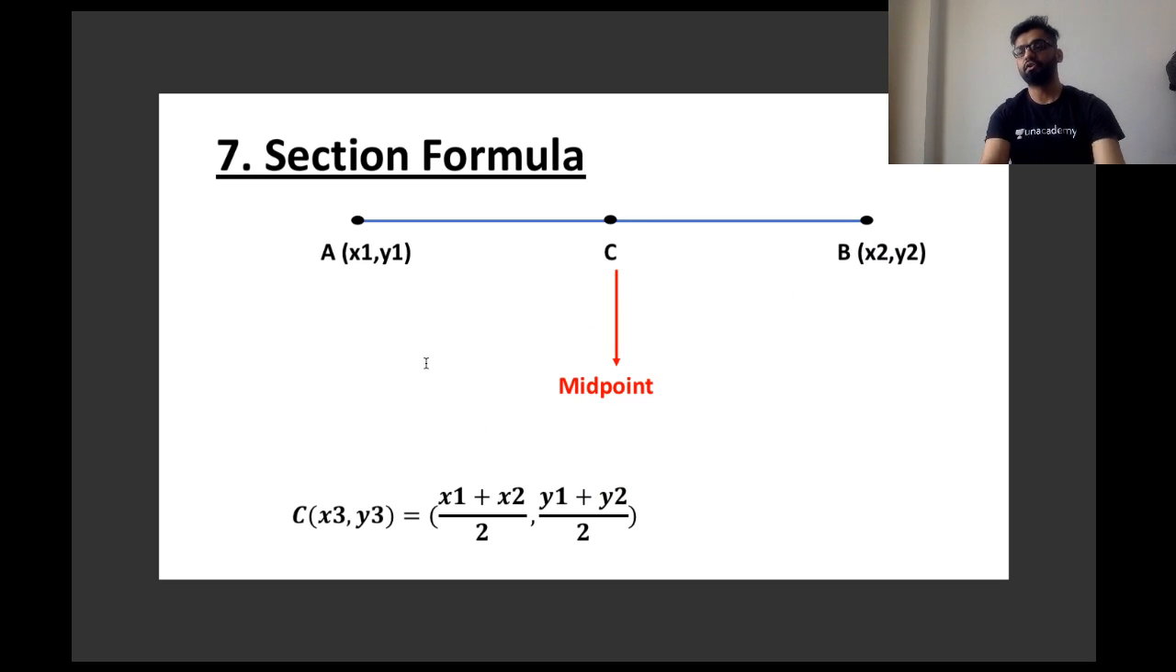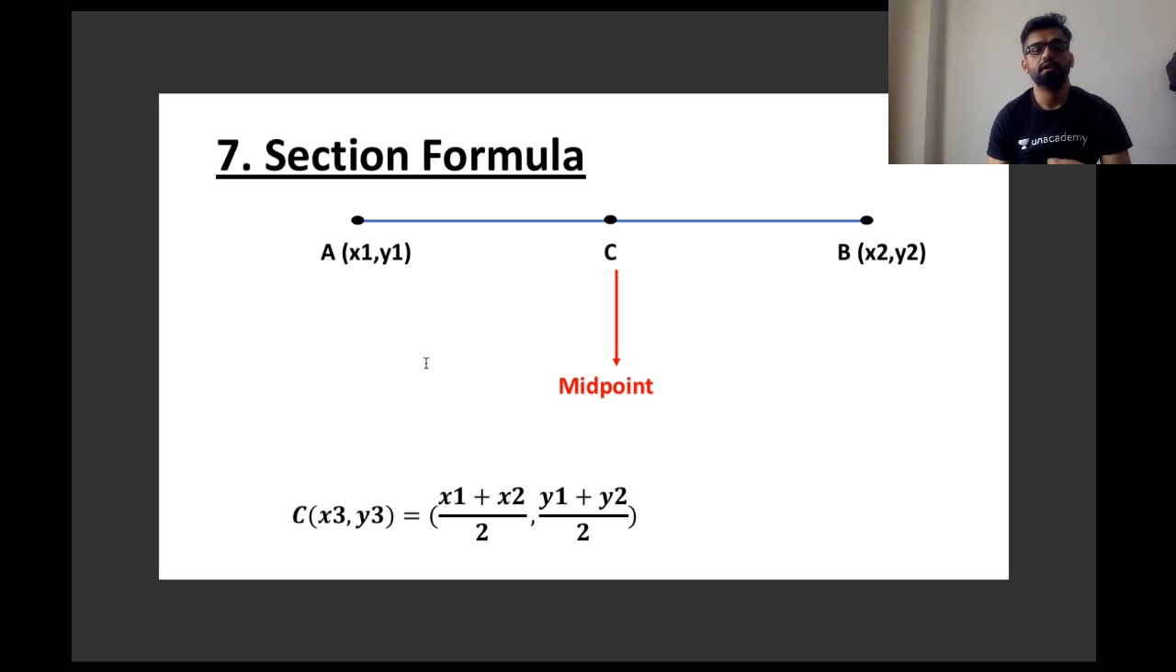Next concept, next topic is section formula. For example, you have 2 points given to you with two coordinates, A (x1, y1) and B (x2, y2). And there's a point in between A and B, that is C. In this case, let's assume that C is a midpoint of AB, the line drawn by joining these 2 points A and B.